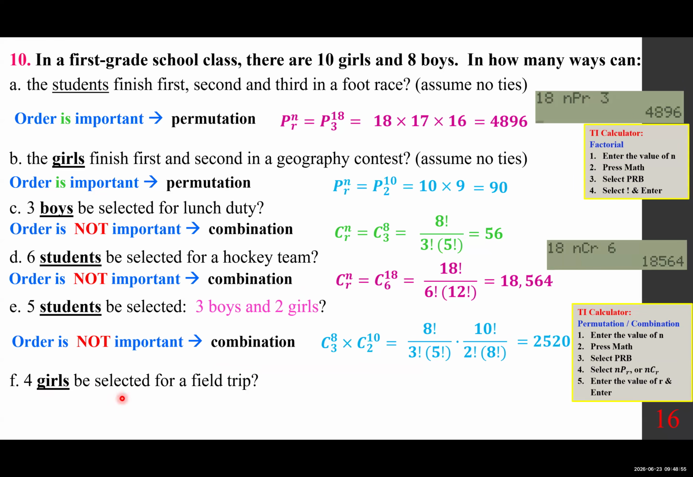Four girls be selected for a field trip. So obviously order is not important. C(n, r), and n is 10, r is 4. 10 factorial over 4 factorial times 6 factorial. 210 different ways.